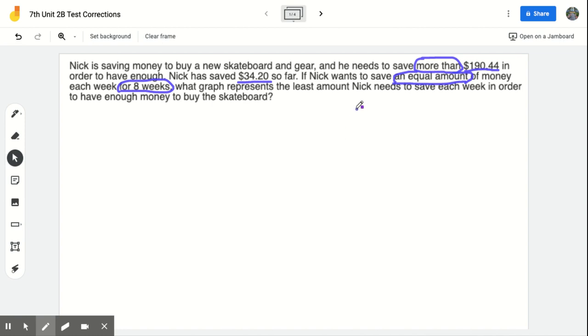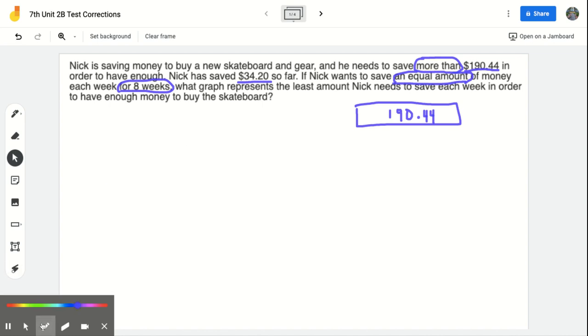Okay, so let's think about this. He needs to save more than $190.44 in order to buy what he wants. He already has some of that money, right? So some of that money would be, we could say, $34.20. So he doesn't need to save that much. Whatever is left over, this piece right here, is what he needs to save up in that 8 amount of weeks. So you could split the remaining into 8.